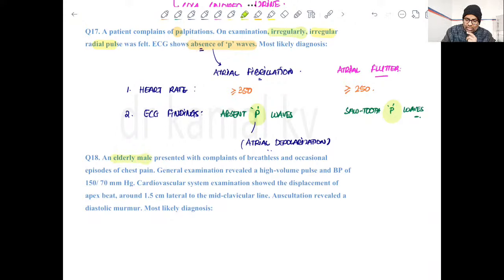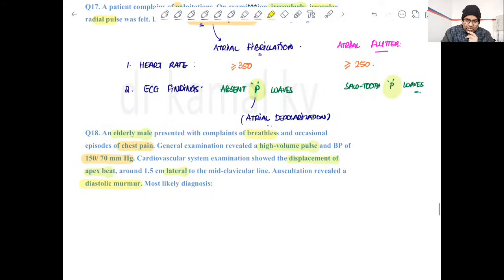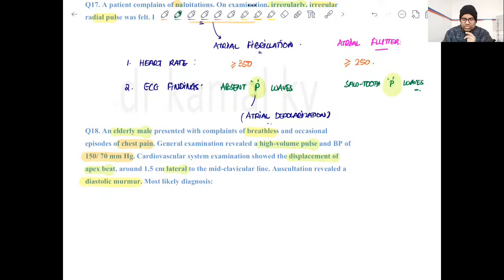elderly male having breathlessness and occasional episodes of chest pain. Now there is a high volume pulse and BP is 150/70 millimeter of mercury. There is displacement of apex beat which has gone to the left of the mid-clavicular line, and auscultation is revealing a diastolic murmur. Now, this question might look a little difficult, but there are many keywords, right?